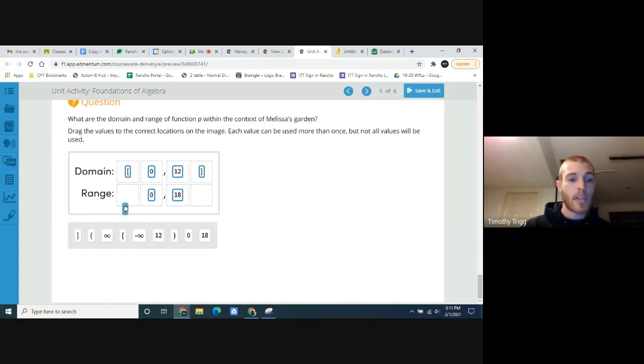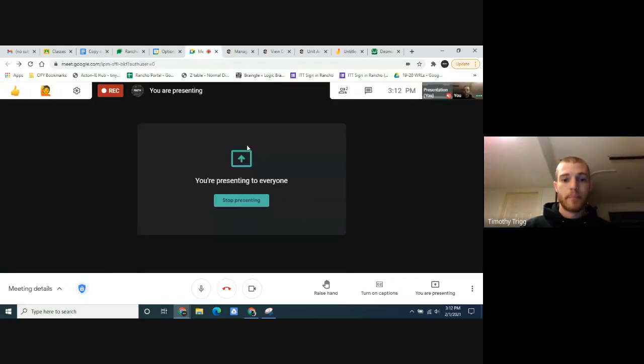And again, we want to use these square brackets because these values are included. They are part of the domain and part of the range. 0 and 18 are part of the range, so they're included. Okay. You use regular parentheses if a value is not included, like it goes up to that value but not including it. But you use the bracket when you are including that as a possible value. Okay. Well, I hope that all made sense.